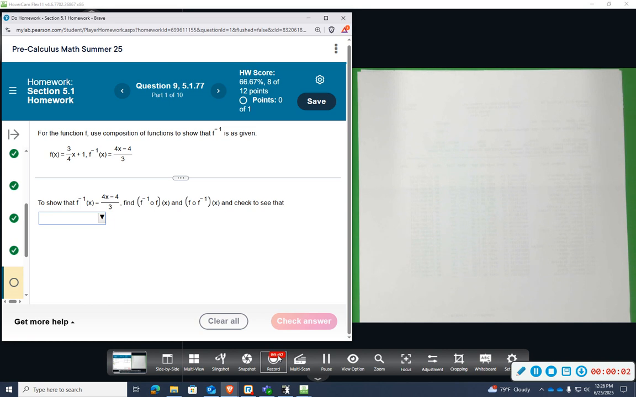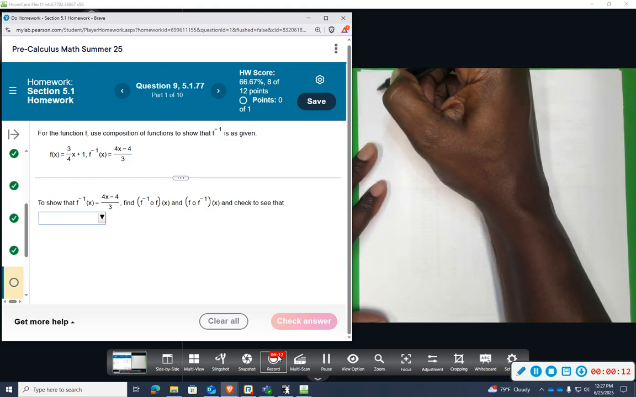All right, question number 9, similar to number 8. We're going to use function of f and the inverse to show the following. Okay.